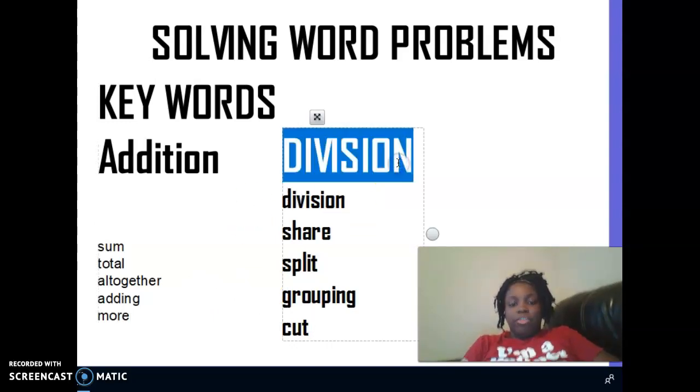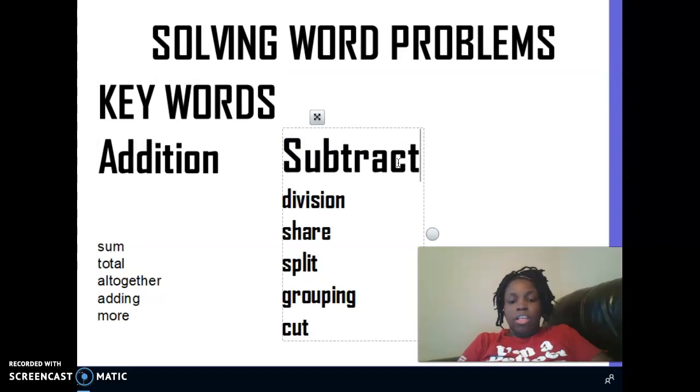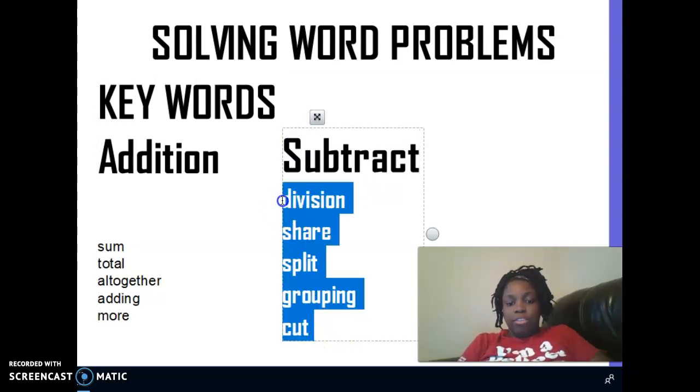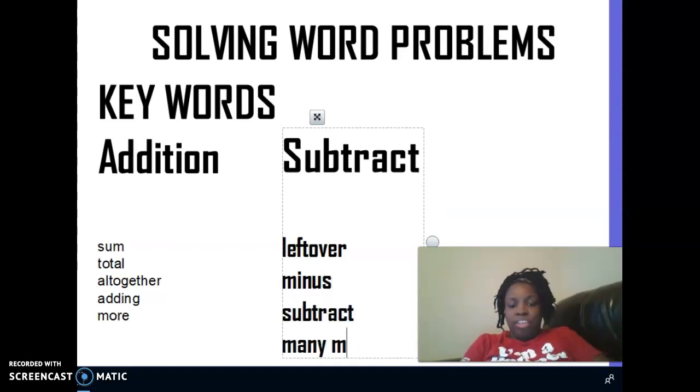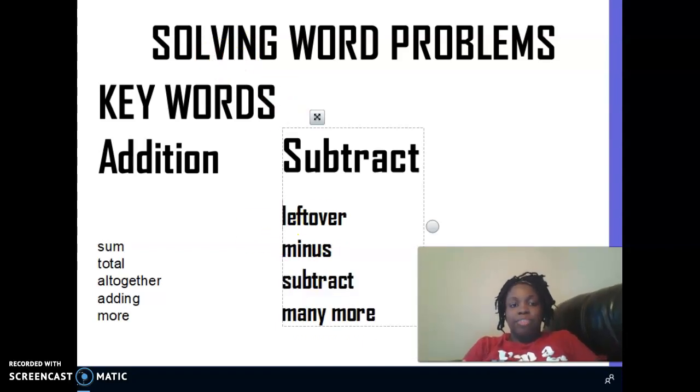And then we have subtraction. So if we are subtracting, some keywords you may see are leftover. You may see minus, subtract, how many more. That's very big. You see that a lot. How many more? What's left? Things like that, taken away, means that I am subtracting. So these are subtracting word problems.